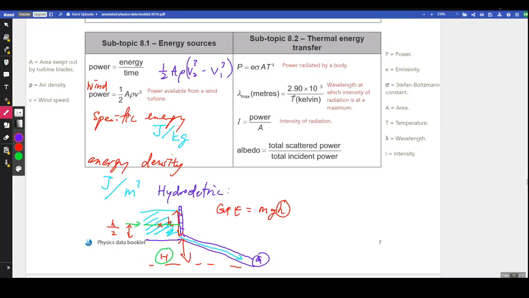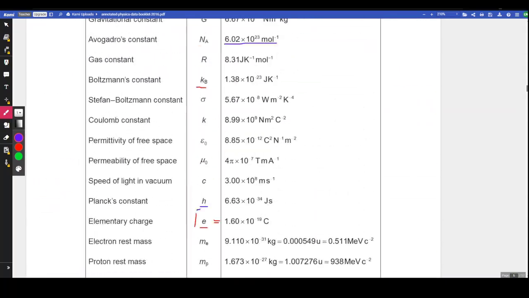Okay, finally we get to topic 8.2. So the first one is about power P, about the radiation more precisely, and that is E sigma A T to the power of 4. This is something that you would surely want to make sure you know what they are. E is emissivity, and sigma is called the Stefan-Boltzmann constant, which you can find here.